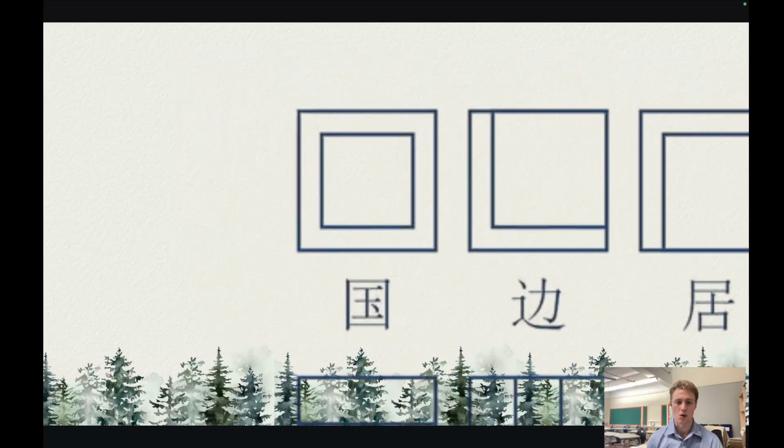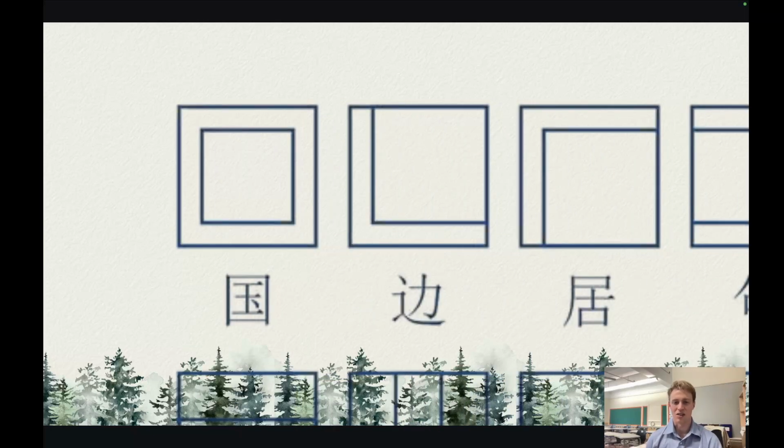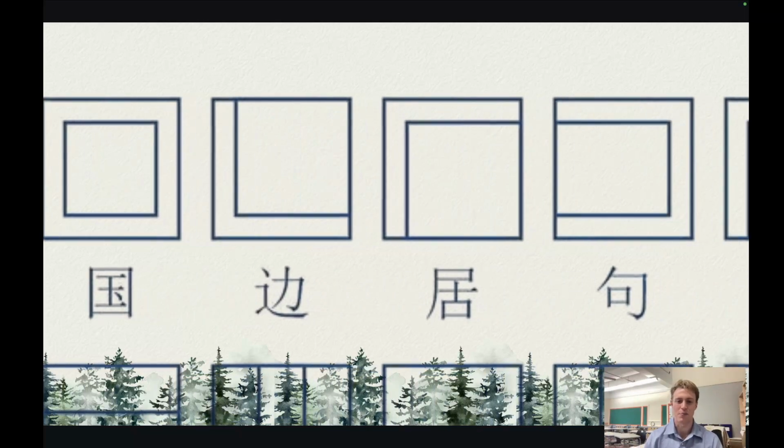So, 国 is an example of this type of structure where you have something completely enclosed within another character part. Next, on the right, we have 边. 边 is an example where you have something in the top left, and then it's partially enveloped at the bottom. The bottom left is partially enveloping the top right. Then you have basically a rotation of that, for example 居, where you have the left and top covered, and the bottom right is open.